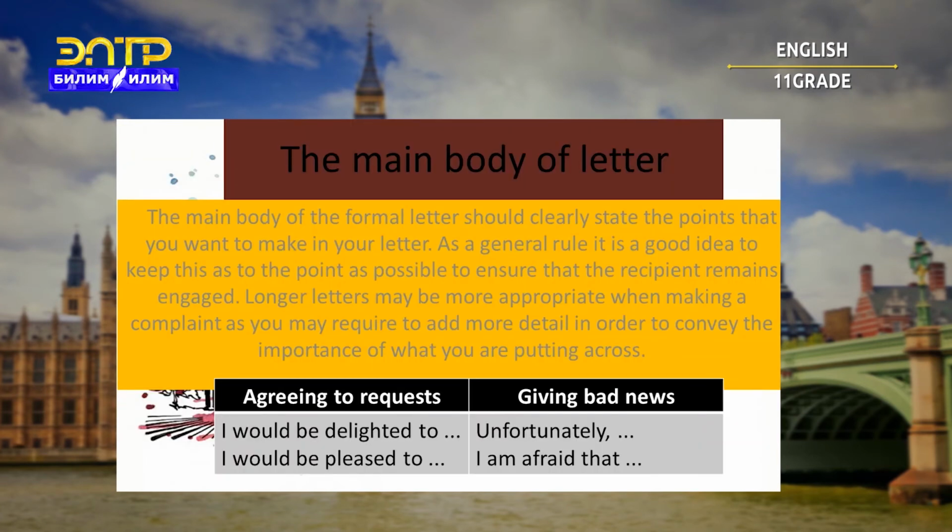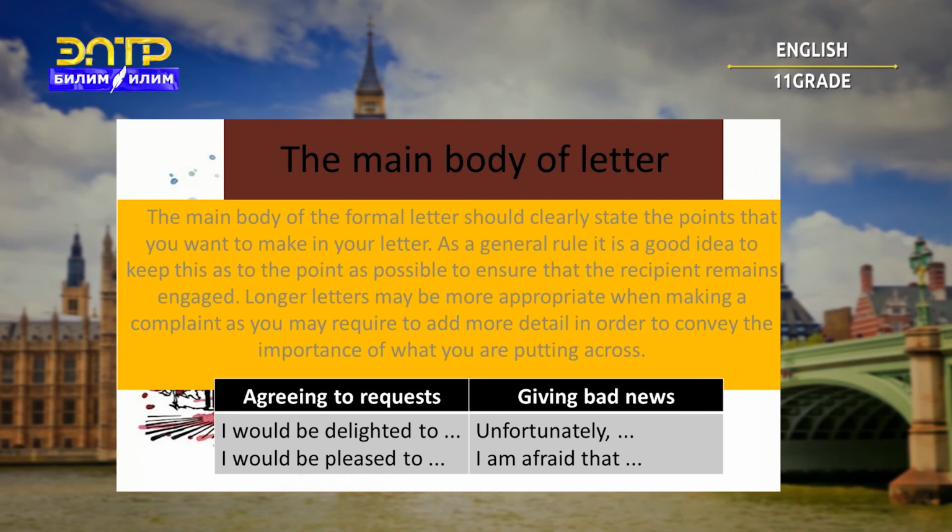The main body of the letter. The main body of the formal letter should clearly state the points that you want to make in your letter. As a general rule, it is a good idea to keep this as to the point as possible to ensure that the recipient remains engaged. Longer letters may be more appropriate when making a complaint, as you may require to add more detail in order to convey the importance of what you are putting across.